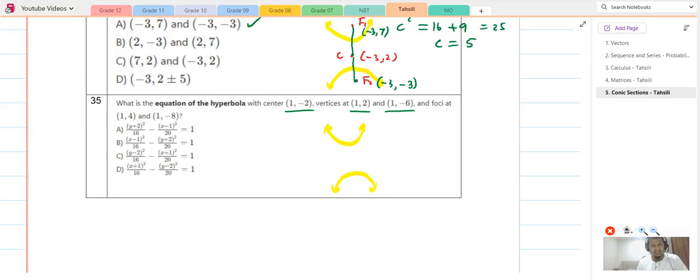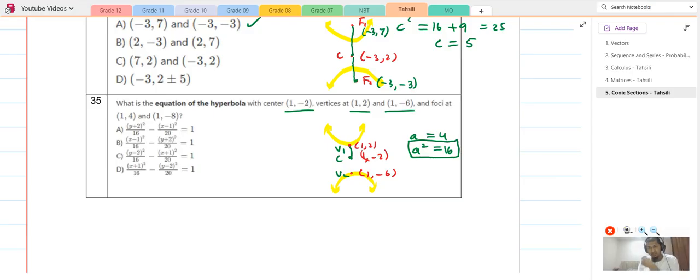Right, what's the center? The center is (1, -2). Vertices are (1, 2) and (1, -6). So what's the distance from -2 to 2? The distance is 4. That's the center, that's the vertex 2. So the distance from the center to the vertex is 4. So the a value is 4. A squared is equal to 16.